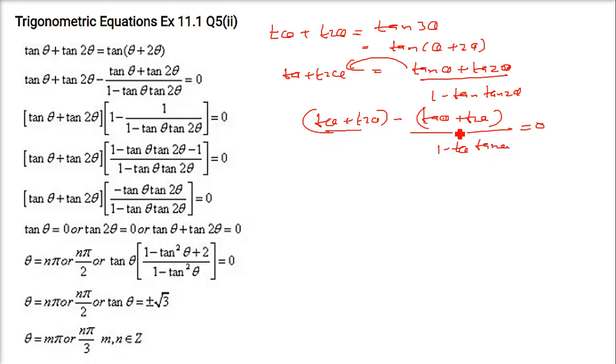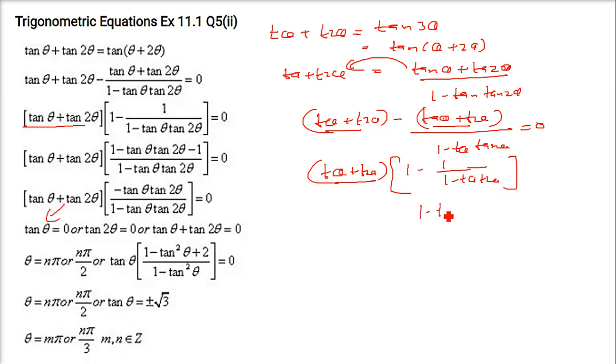Now take tan theta plus tan 2 theta common from here. So what is remaining when we take tan theta plus tan 2 theta common? You get 1 minus 1 by 1 minus tan theta tan 2 theta. So either tan theta plus tan 2 theta is equal to 0, or what do we get from here? 1 minus tan theta tan 2 theta, and we have minus 1 by 1 minus tan theta tan 2 theta. 1 gets cancelled, you have minus tan theta tan 2 theta by 1 minus tan theta tan 2 theta. So this will not be 0.